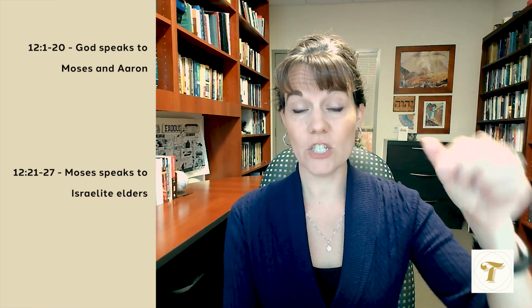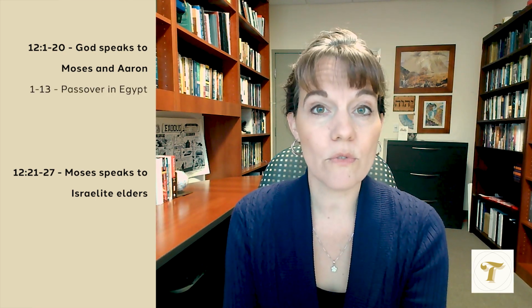So verses 1 through 20 of Exodus 12 are where God addresses Moses and Aaron for the sake of the whole congregation. So they're getting their instructions from God. And then verses 21 through 27 are where Moses actually addresses the Israelite elders. He passes along Yahweh's instruction. So then within each of those two sections, God talking and Moses talking, the material divides into two parts.